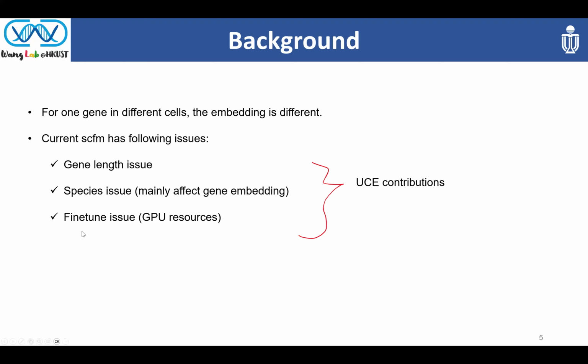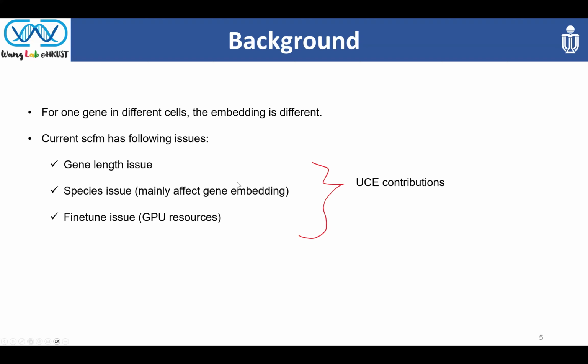And finally is the fine-tune issue. After they pre-train the model, they give the weights to us, and if we want to use it on our own data set, we need to fine-tune it, which means we need a lot of GPU to first extract a subset of our data set to fine-tune it and then use it on our own task. Those three issues make previous foundation models a little bit hard to use. So those three issues are all UCE contributions.